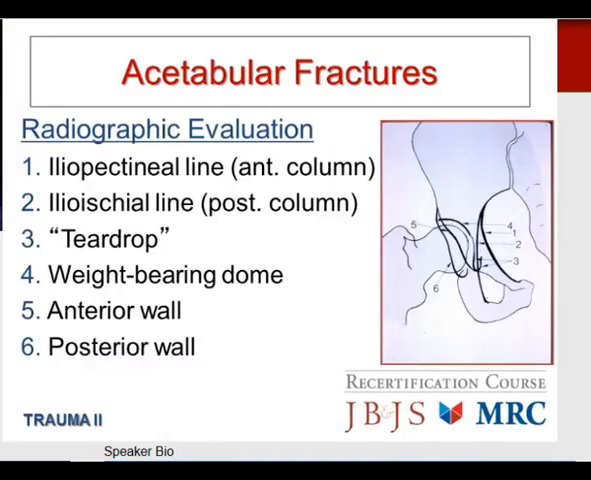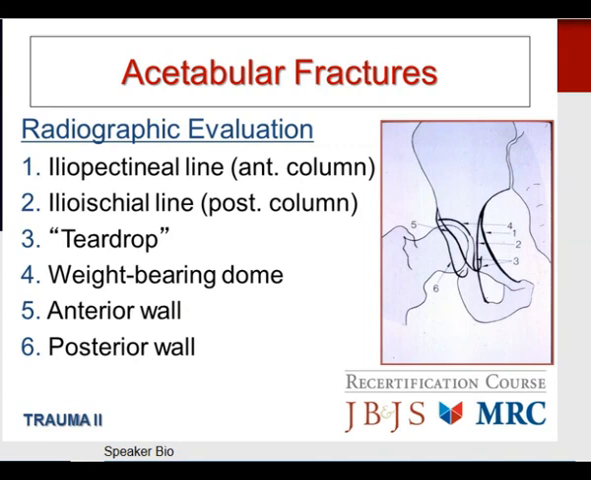Acetabular fractures are characteristically evaluated radiographically with AP, iliac oblique, and obturator oblique images, and there are several different radiographic landmarks that are critical for classifying and characterizing these fractures. The first is the iliopectineal line, which is the radiographic landmark for the anterior column of the acetabulum. Next is the ilioischial line, which is the radiographic landmark for the posterior column.